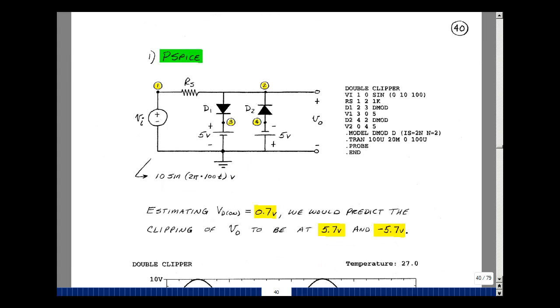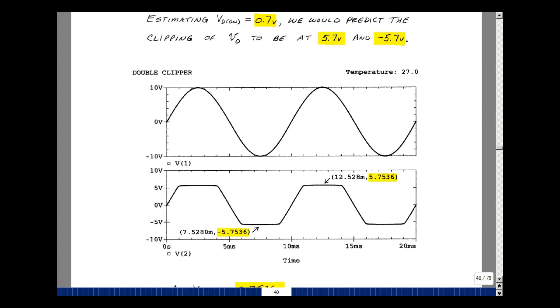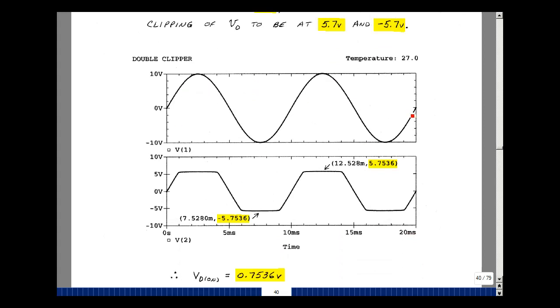Let's verify this with PSpice. I would expect the clipping to be at 5.7 and minus 5.7 if the drop across the diode was 0.7. Let's see what it does. I have my 10 volt, 100 hertz sine wave. I'm clipping at 5.7536 and minus 5.7536. My voltage across the diode is subtracting 5 from that number, which is 0.7536. And these are clipping circuits.